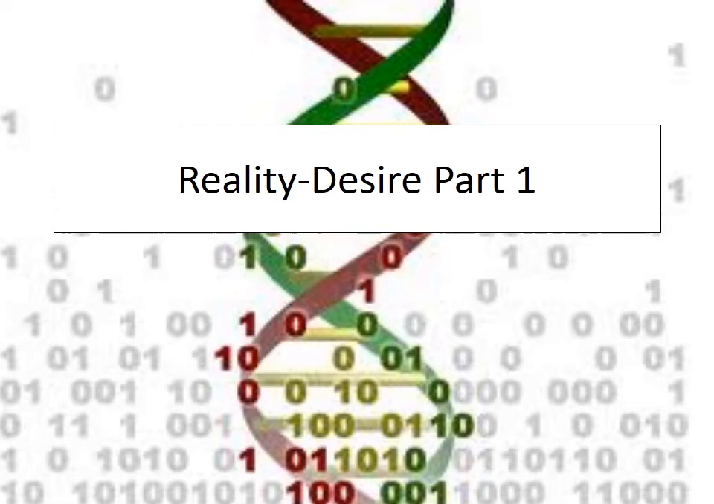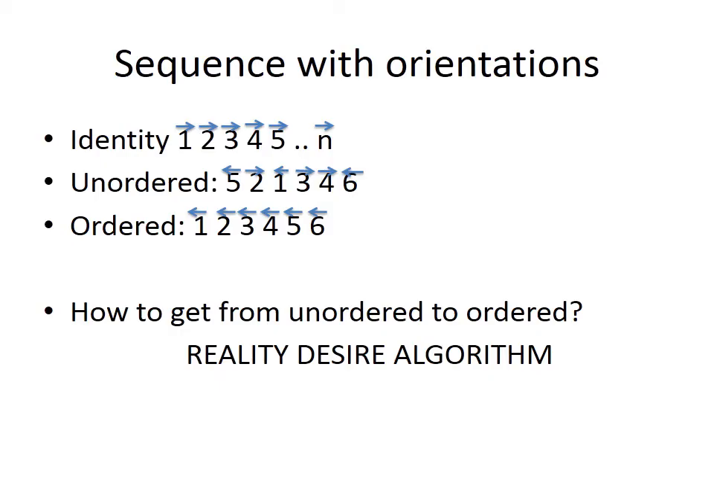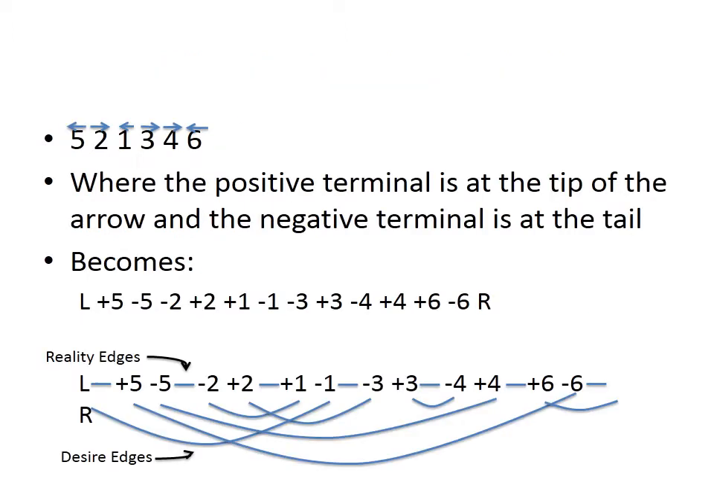Okay, we're going to talk about using the reality desire algorithm to sort sequences with orientations. So, a sequence with an orientation is a sequence of numbers where each number has a set orientation to it. It doesn't need to be numbers, but we're using numbers for this example. So here we have our unordered sequence and then its target ordered sequence. So how do we get from the unordered to the ordered? We're going to use this reality desire algorithm.